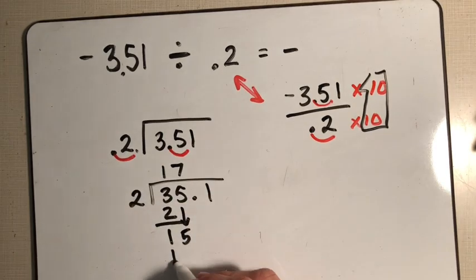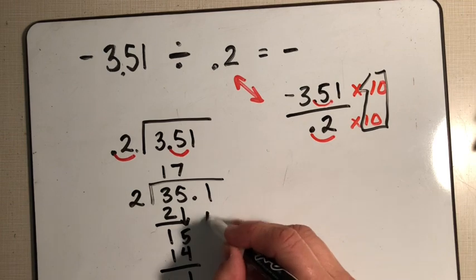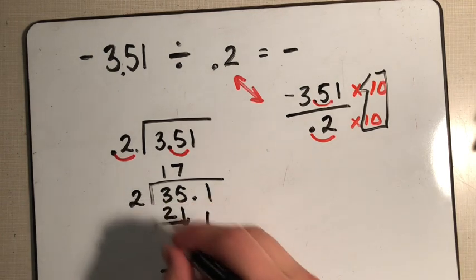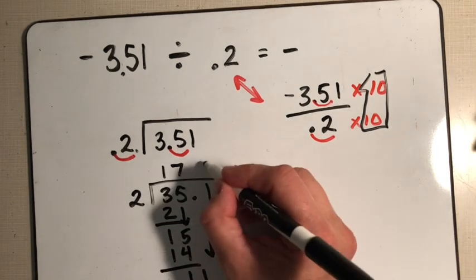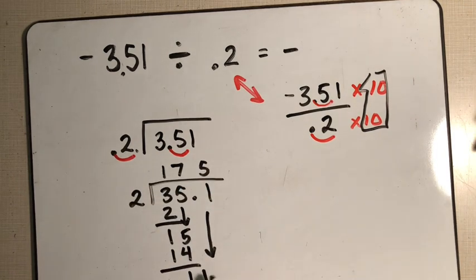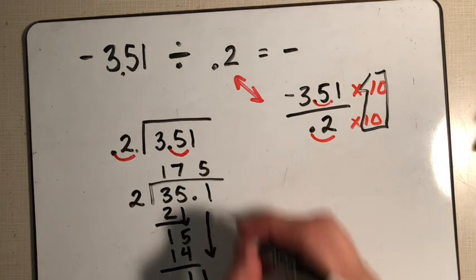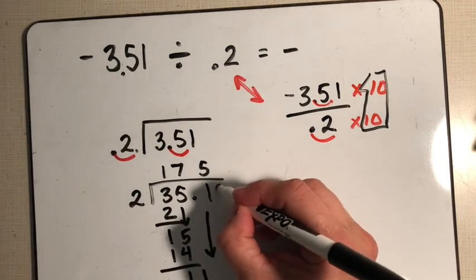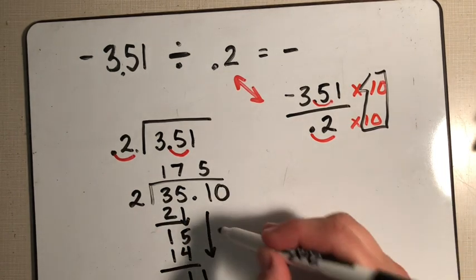7 times 2 is 14. So I still have 1 left over. Bring down the 1. 2 goes into 11 5 times. 5 times 2 is 10. And I have 1 left over again, and I've run out of digits. So I'm going to put a 0 in there and keep going.